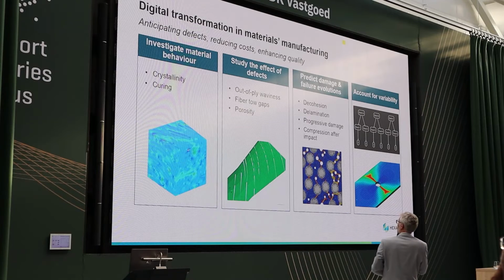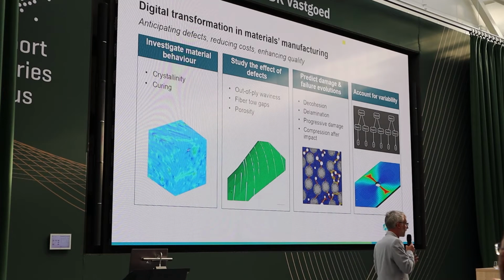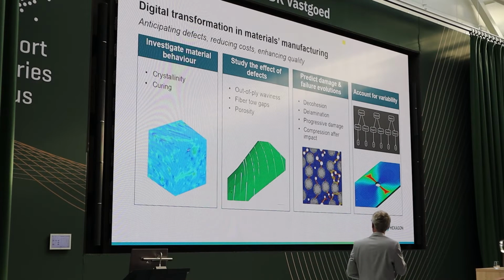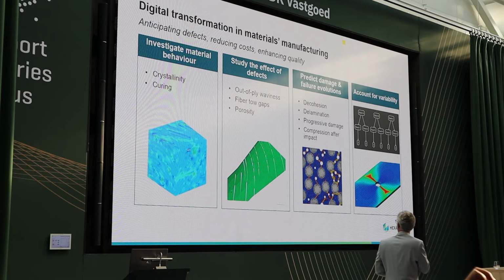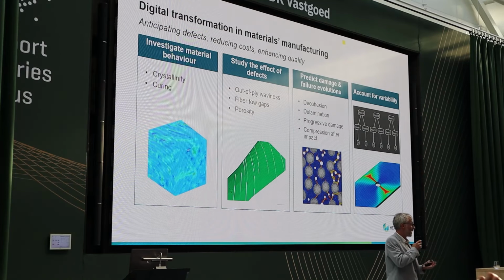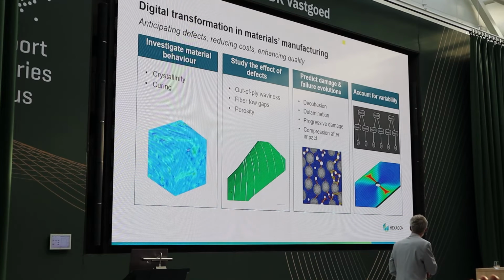So we can speak about crystallinity and curing, so we can study your curing process by using some multi-scale material model and tell you which degree of cure you are going to obtain after a given cycle of temperature. We can do some study of the effect of defects by looking at the effect of the waviness, the effect of gaps between the tows, and porosity. We can move progressively to failure and damage by looking at decohesions between fibers and resin, delaminations between the plies of a stacking, and progressive failure, how the failure is going to propagate inside your composite.